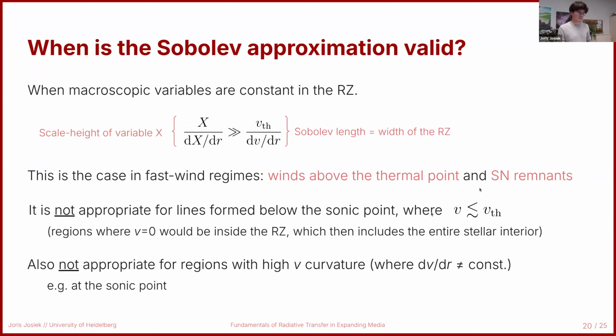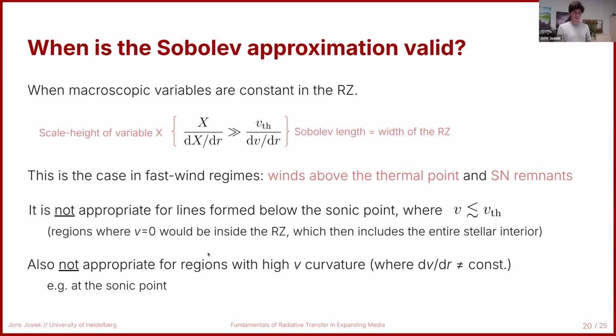Where it is not appropriate is for any spectral lines formed below the sonic point. Because we can easily imagine why this is: there the wind velocity is on the order of the thermal velocity or smaller. So what this means is that the velocity zero is within a thermal velocity of the wind velocity at that point, which means that every place in the star that has velocity zero is inside the resonance zone. So this includes the entire stellar interior. And of course, it's complete nonsense to assume that any of these variables are constant in the stellar interior.